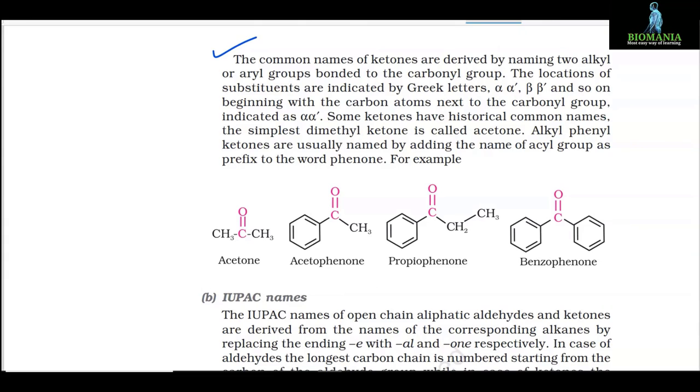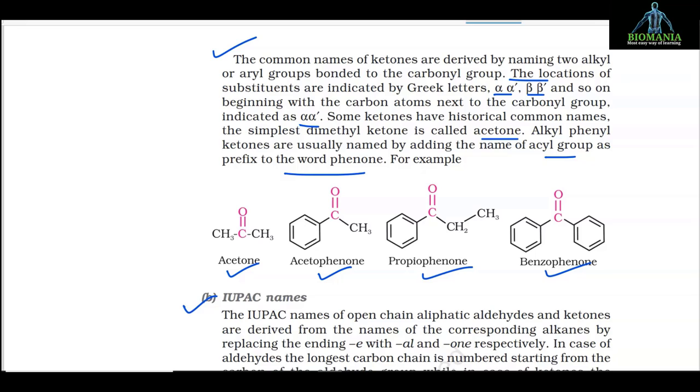The common names of ketones are derived by naming the two alkyl or aryl groups bonded to the carbonyl group. The locations of substituents are indicated by Greek letters alpha, alpha dash, beta, beta dash and so on, beginning with the carbon atoms next to the carbonyl group, indicated as alpha, alpha dash. Some ketones have historical common names. The simplest, dimethyl ketone, is called acetone. Alkyl phenyl ketones are usually named by adding the name of the acyl group as a prefix to the word phenone. For example, acetone, acetophenone, propiophenone, benzophenone.